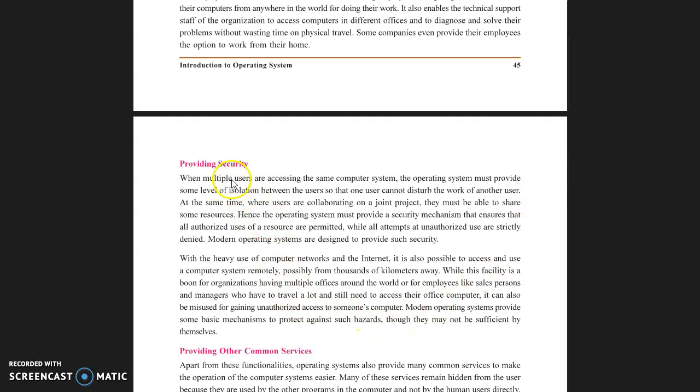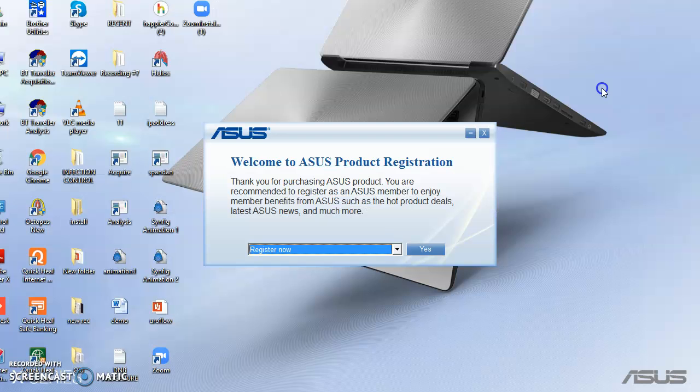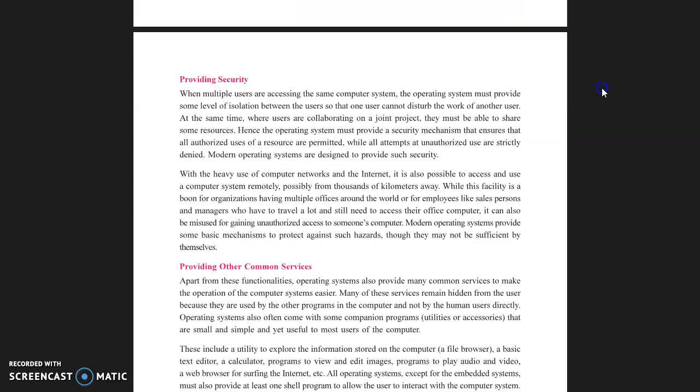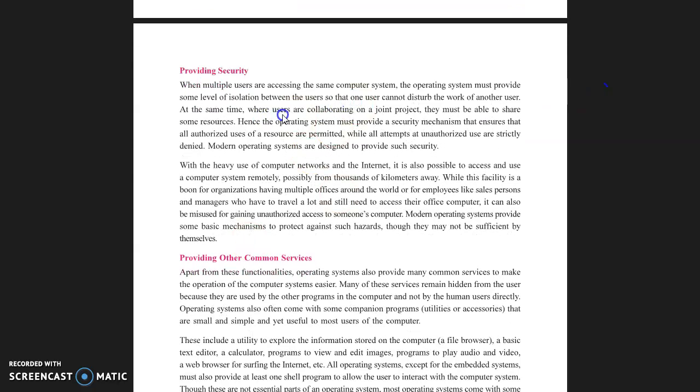Now, providing security. When multiple users are accessing the same computer system, the operating system must provide some level of isolation between users. When multiple users work on a single system, at that time we need to check the security of that operating system. So the operating system provides security. At the same time, where users are collaborating on a joint project, they must be able to share some resources. Then the operating system must provide a security mechanism that ensures only authorized users are permitted access to resources.